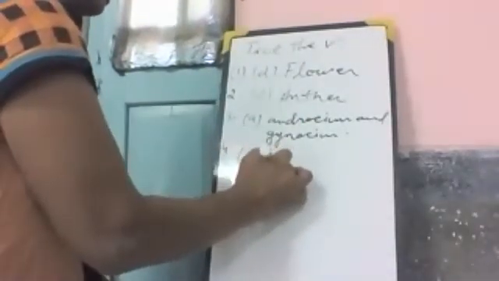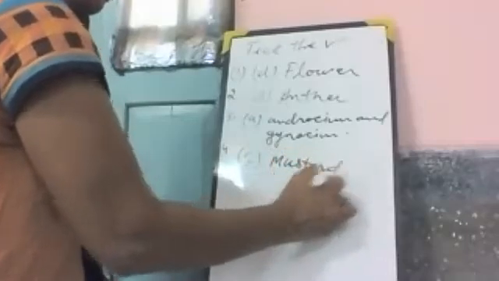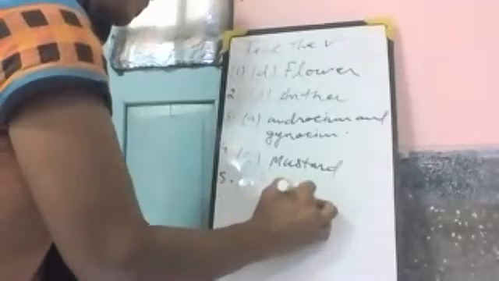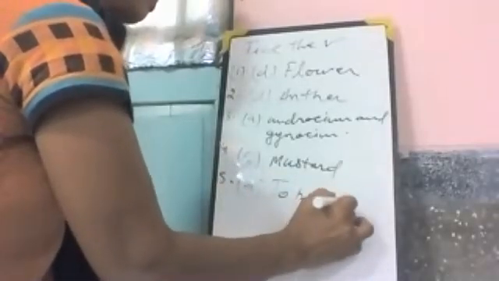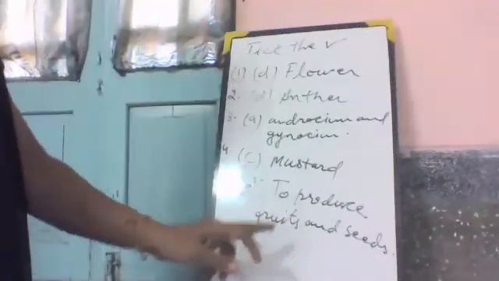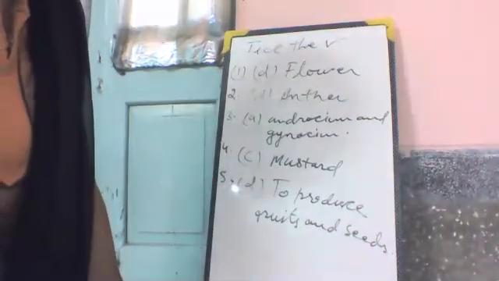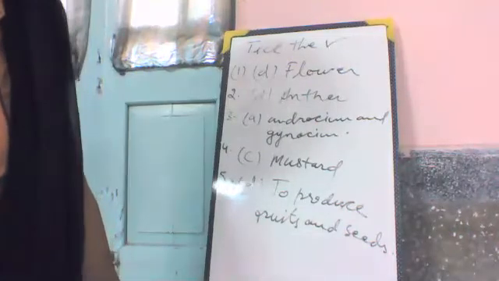Which of the following is not a unisexual flower? It is mustard. Mustard is a bisexual flower. What is the main function of a flower? The answer is D, to produce fruit and seeds. The function of a flower is to produce fruits and seeds.